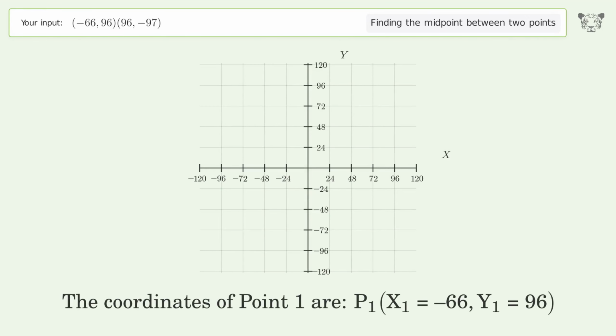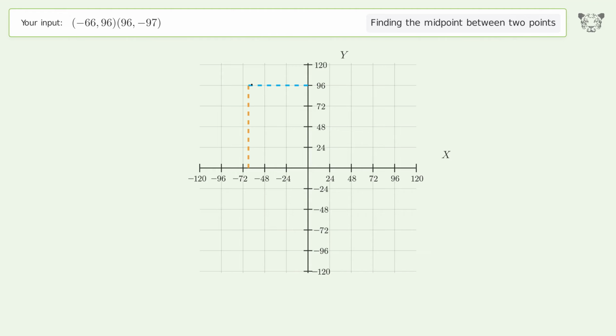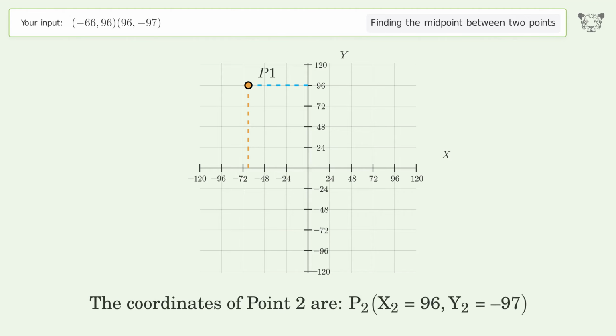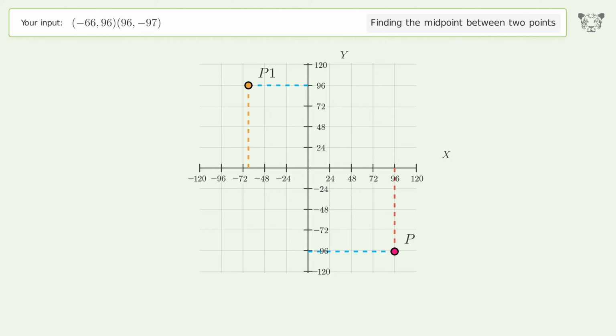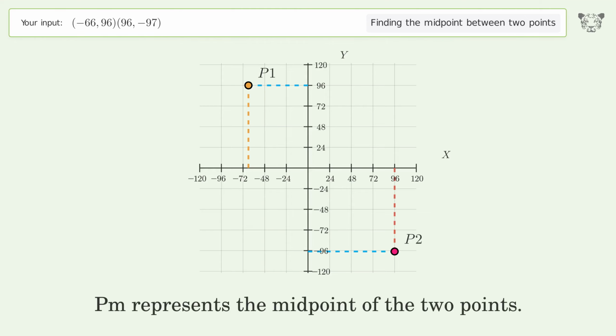The coordinates of point 1 are x1 equals negative 66, y1 equals 96. The coordinates of point 2 are x2 equals 96, y2 equals negative 97. PM represents the midpoint of the 2 points.